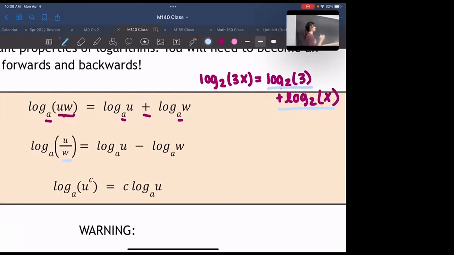Whenever we divide two numbers inside a logarithm, we can expand that out into subtraction of two logarithms, okay? So log base a of u minus log base a of w.